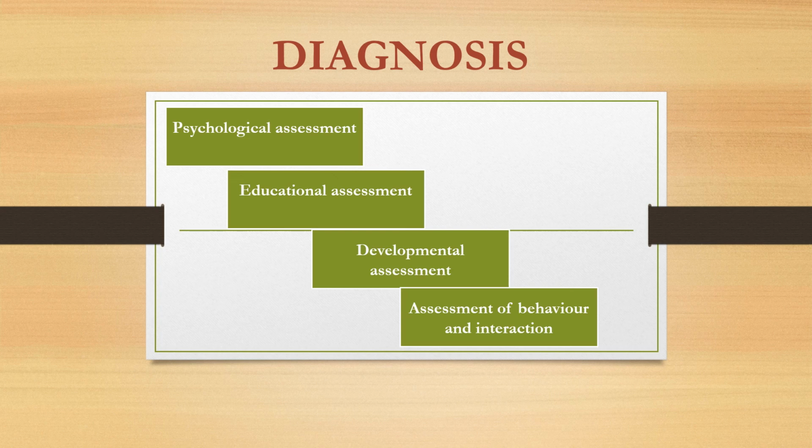Assessment of behavior and interaction. It is to identify behavioral deviance and to get the level of social functions in children. Medical assessment. For example, neuroimaging and then blood test for chromosomal analysis, etc. to rule out other medical conditions.